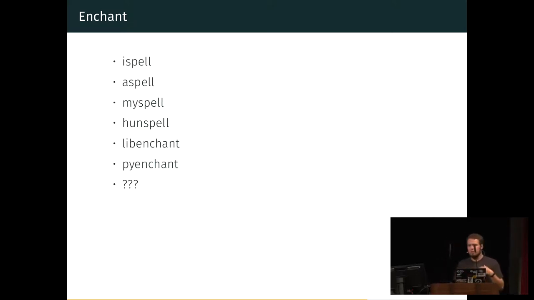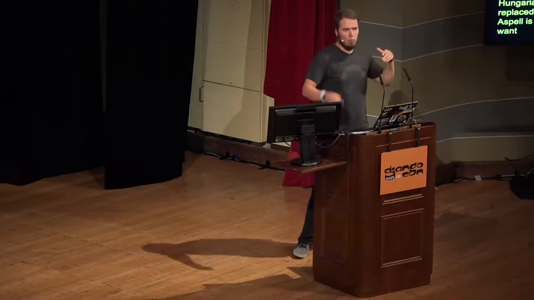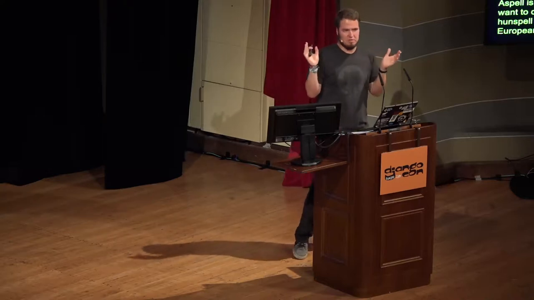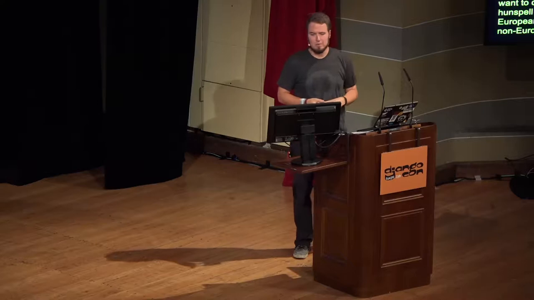And from my point of view, aSpell is the spell checker that you want if you spell check English text, and HunSpell is the spell checker that you want to use whenever you check other European languages. And for non-European languages, I'm very sorry, but I have no idea. I don't encounter them frequently.